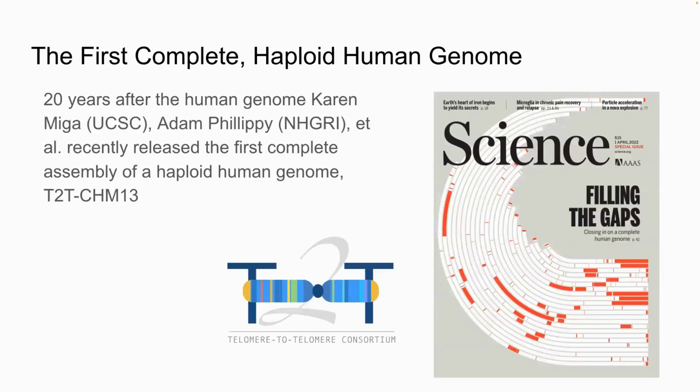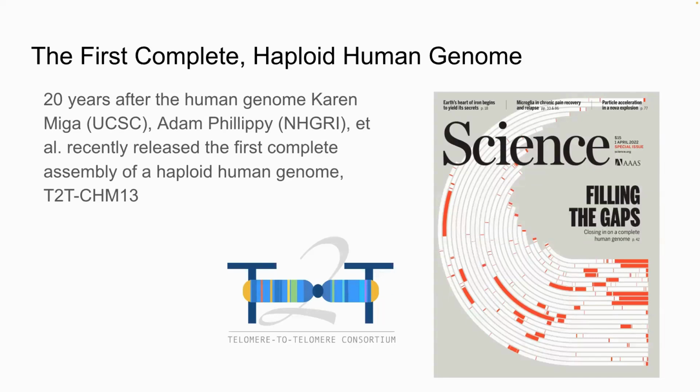Right. So fast forward 20 years to 2022, my colleague Karen Miga and Adam Phillippy at NHGRI, and a whole bunch of us actually got together and completed the first haploid human genome. And if you want to understand the contribution here, this is the cover from Science from that issue, and these are obviously all of the chromosomes lined up. So like a racetrack, and all the things in red, those are pieces of the sequence that were filled in by our new reference. It's about 200 megabases of sequence that was resolved, right? It's about, depending on how you count, 6-ish% of a human genome that was added, right? So huge accomplishment.